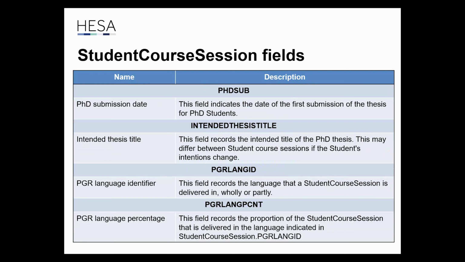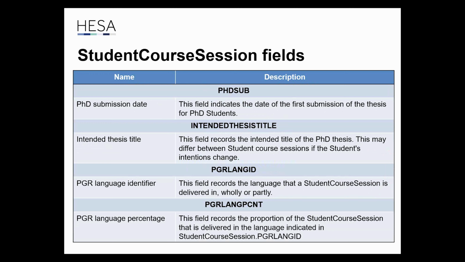The first one I mentioned earlier, we've got the PhD submission date. So this field indicates the date of the first submission of the thesis for PhD students. That means that once it's returned, we wouldn't expect it to change as it's the first submission. So if they have to do subsequent submissions, that doesn't reset the date. It's still the first submission that would be returned there.